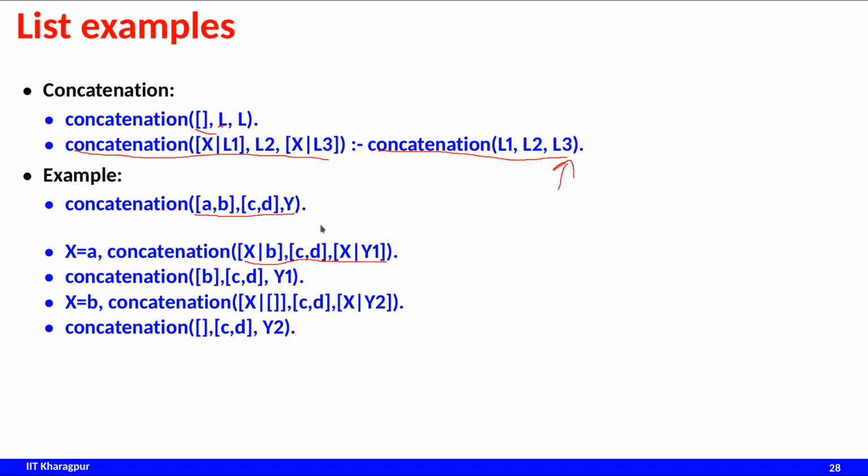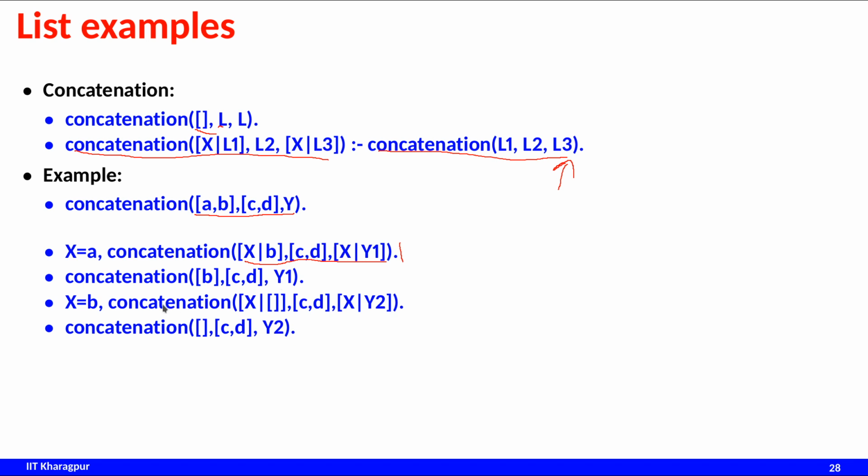So this is a match. Now if this is a match, then this rule will be replaced by the rule body, which is effectively the concatenation of L1, L2, L3, so it will be the concatenation of B with C and D with this Y1.